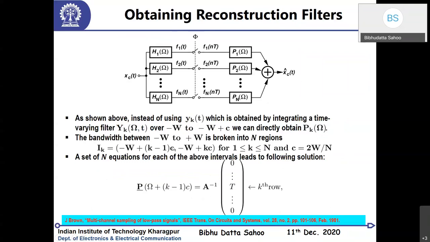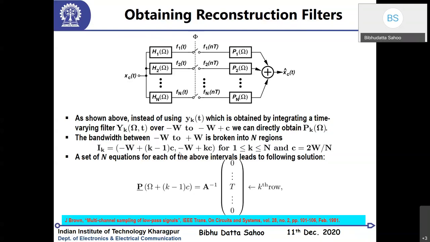So what he does is we can set up a system of equations within this bandwidth. There will be N such bandwidths in the complete interval from minus W to plus W. We can set up a system of equations and solve this matrix, and I will show what this matrix is. So A inverse times this gives me the reconstruction filters for each of those regions. I'll give an example of how it's done also.